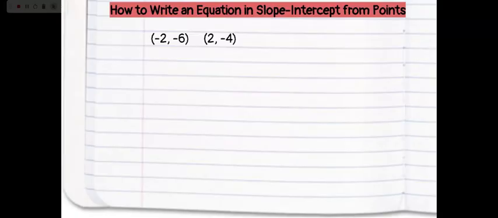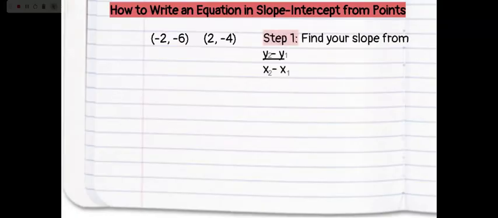So here I have (-2, -6) and (2, -4). Whenever you have points and you want to write an equation, the first thing you need to do is find the slope. So I'm going to use the slope formula because I don't have a picture, so rise over run wouldn't help me. Whenever you are plugging stuff into a formula, it makes sense to label them x1, y1, x2, y2. And when I plug it in, I want to just make sure I'm watching out for my negatives.